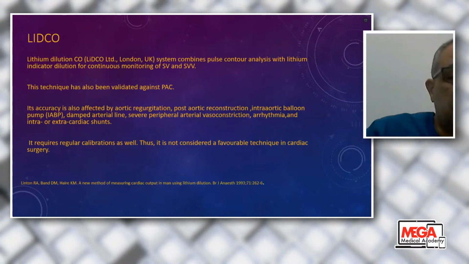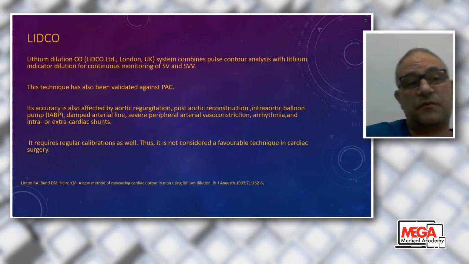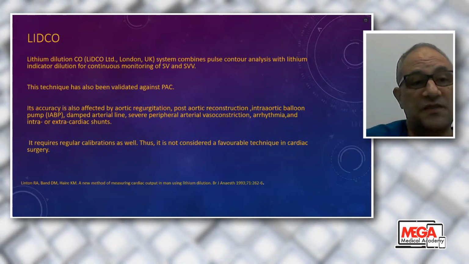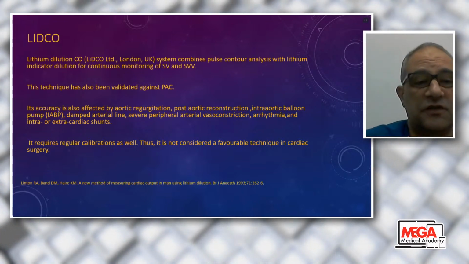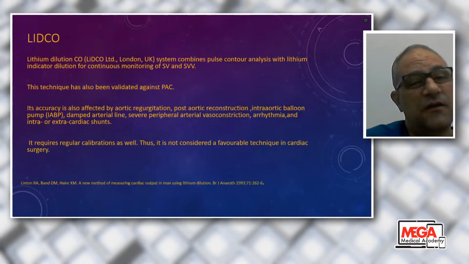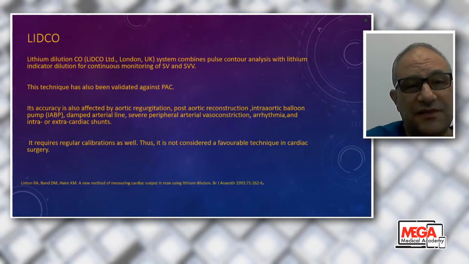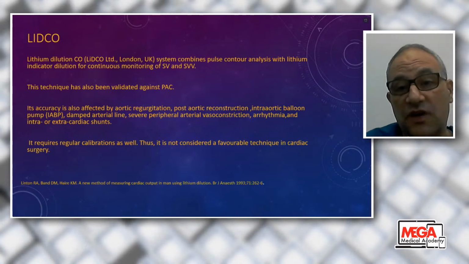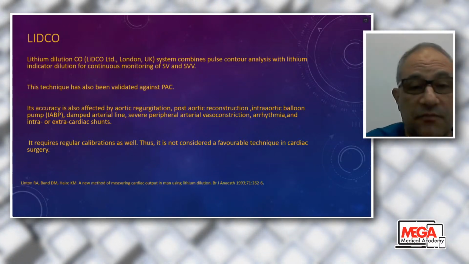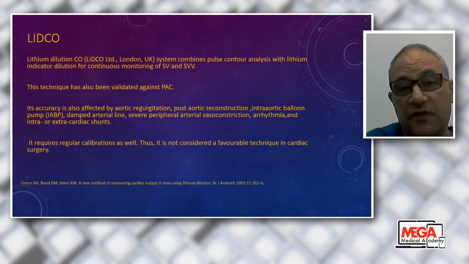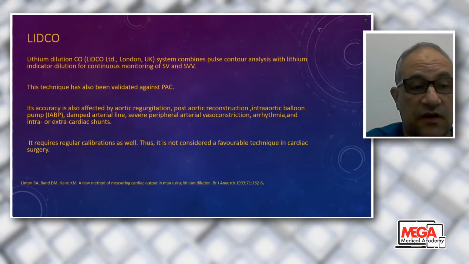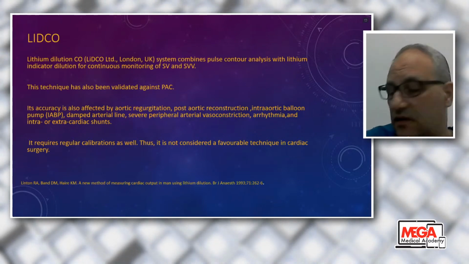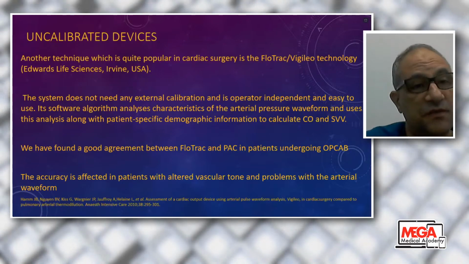The second system is the LIDCO, which is lithium dilution cardiac output. It combines pulse contour analysis with lithium indicator dilution for continuous monitoring of stroke volume variation. It was validated against the pulmonary artery catheter, but it is also affected in valvular diseases and aortic regurgitation, aortic reconstruction, use of an intra-aortic balloon, damped arterial line, severe peripheral vasoconstriction, arrhythmias, and intra and extracardiac shunts. It requires regular calibration. Its use in cardiac surgery is much less than the PICO system.